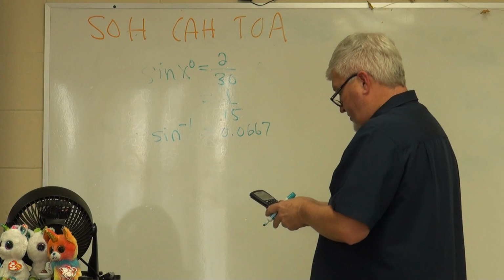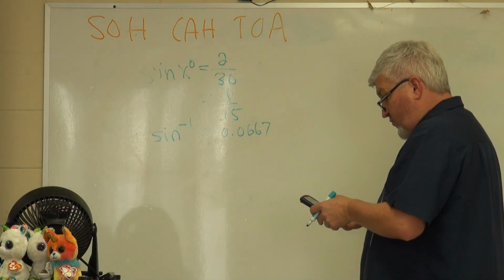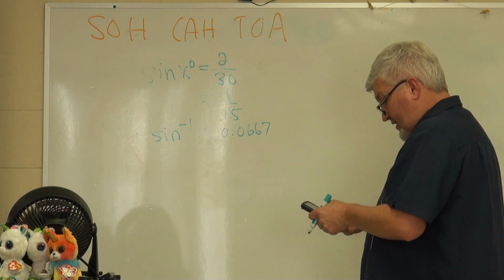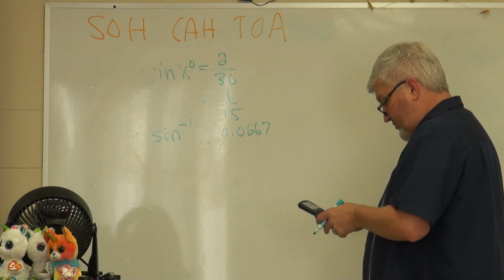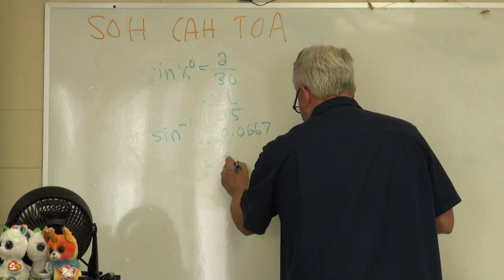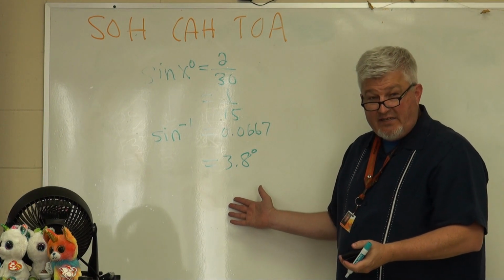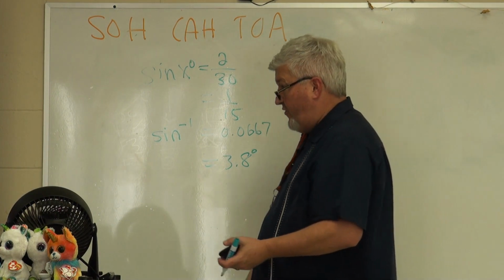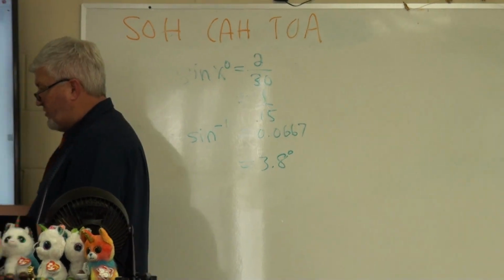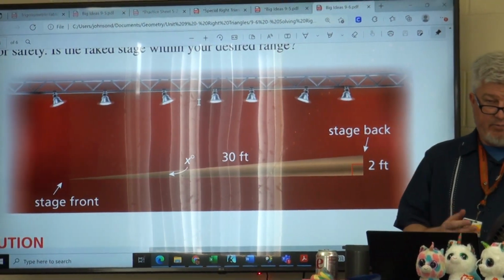Sine -1. So 0.0667, sine negative, I did it backwards. Sine -1 of 0.0667, and I get 3.8 degrees. Is that 5 degrees or less? It is. So this proposed stage construction of a 2-foot rise in the back, sloping down 30 feet, is within acceptable norms.